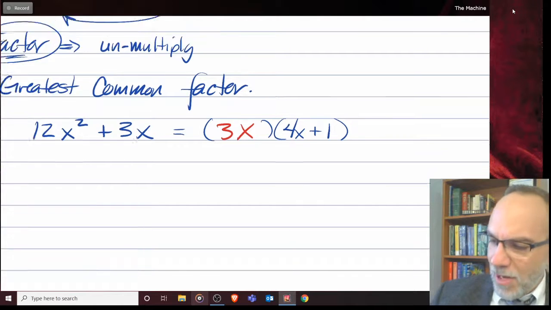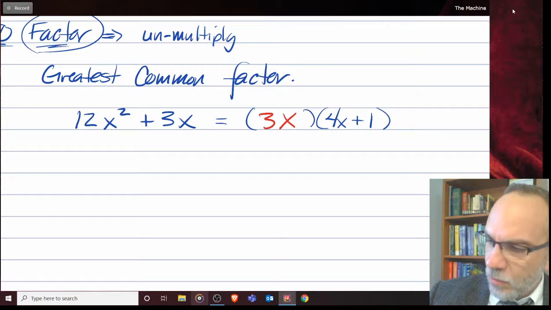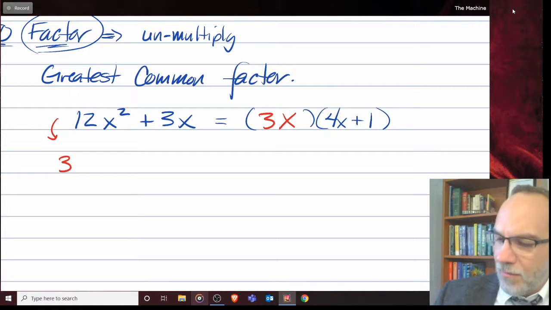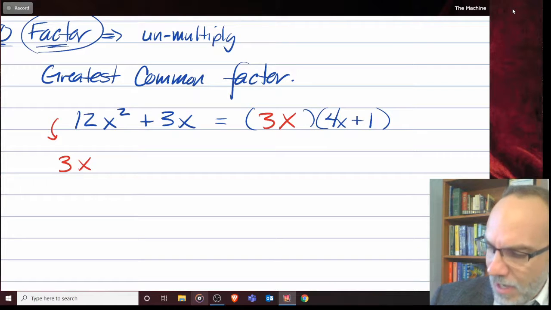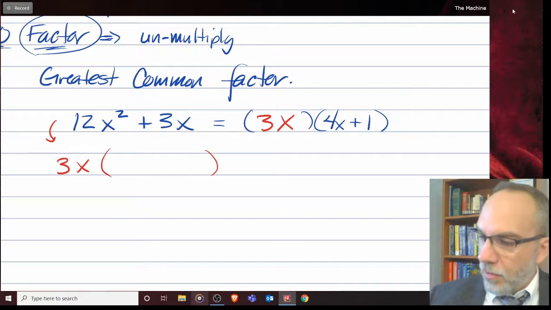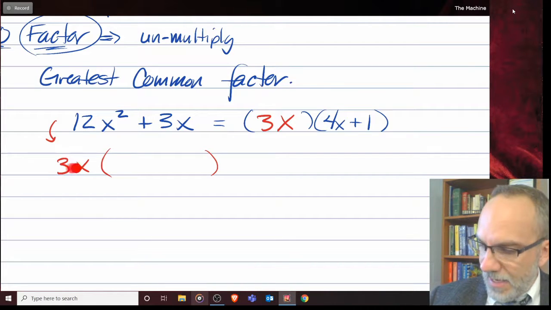It might even be better if we wrote this instead of sideways, if we wrote it down. Let me write this down. Go down the column here. What do I factor out of both a 12 and a 3? That would factor out as a 3. What do I factor out of an x squared and an x? That would be an x. And now what remains after I factor those things out? 3x times what in this position right here gives me a 12x squared. That would be a 4x.